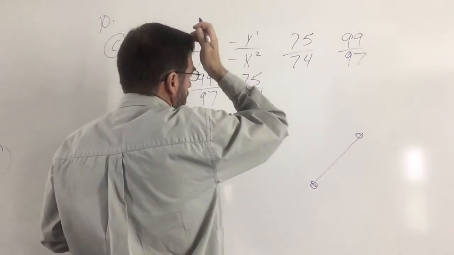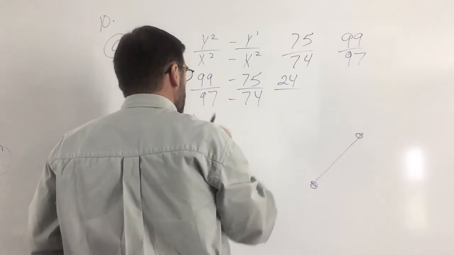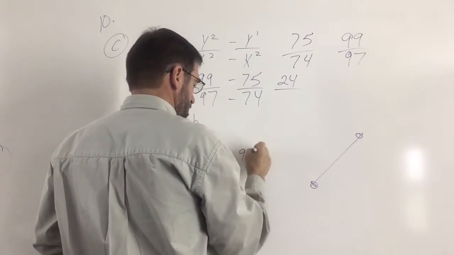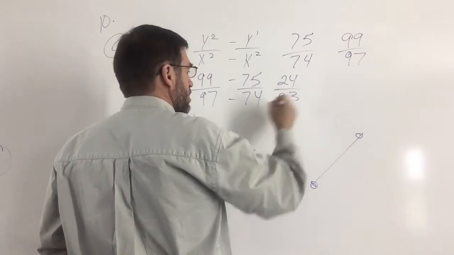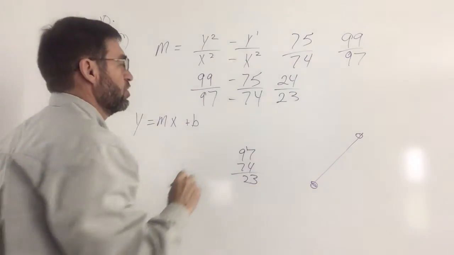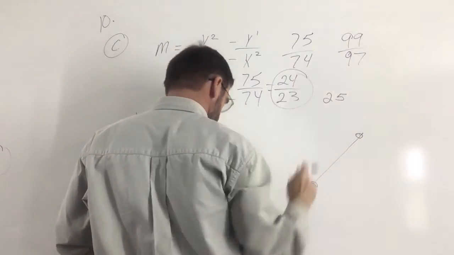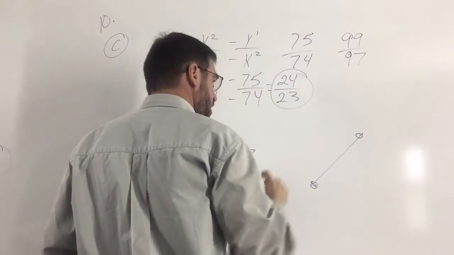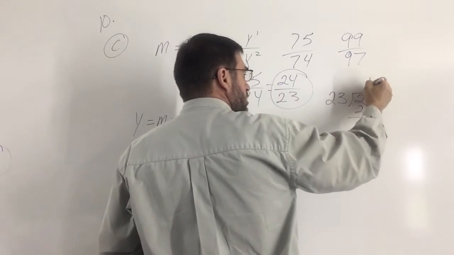Now I need to subtract those. 75 from 99 makes 24, and 74 from 97 is 23. Okay, so now I need to find the M. This is 23 over 24. So I would divide 23, the bottom one, into the top one. And that's going to be 1 point something. 23 into 24 is 1 times 23. Use your calculator.